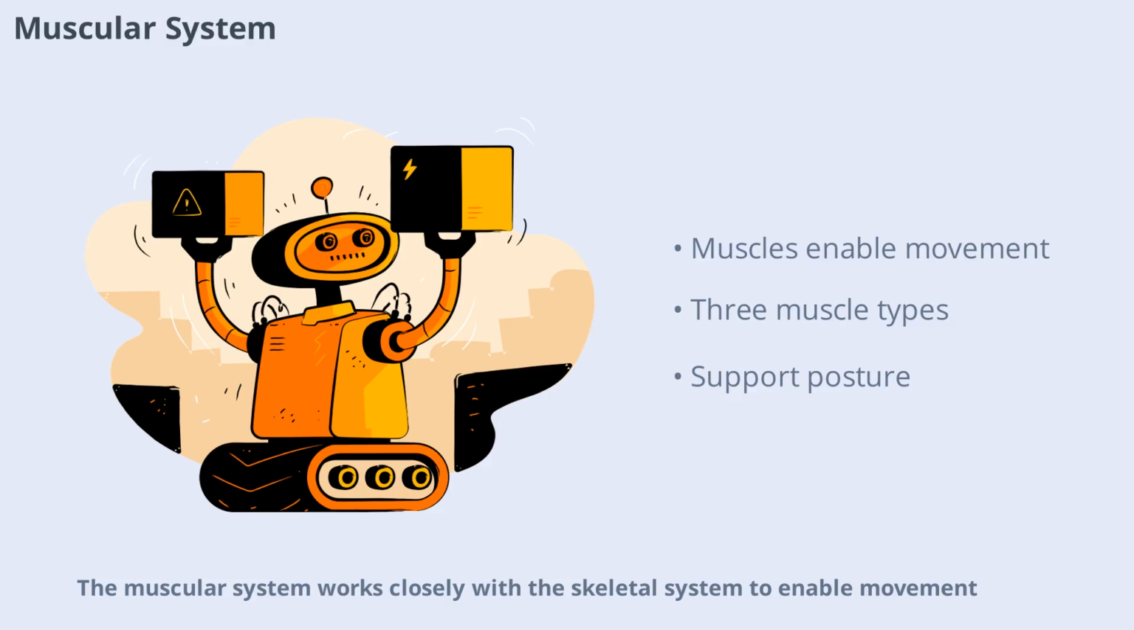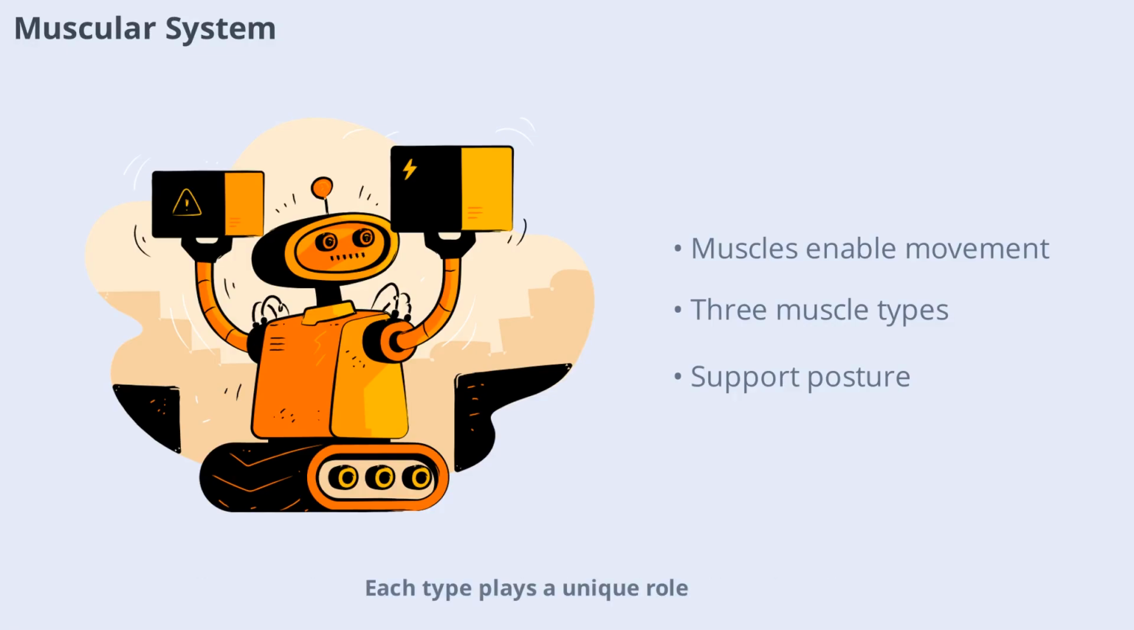The muscular system works closely with the skeletal system to enable movement. Muscles contract and relax, allowing us to walk, run, and perform everyday tasks. There are three types of muscles: skeletal, smooth, and cardiac. Each type plays a unique role, from voluntary movements to involuntary actions like pumping blood. Muscles are vital for strength, posture, and mobility.